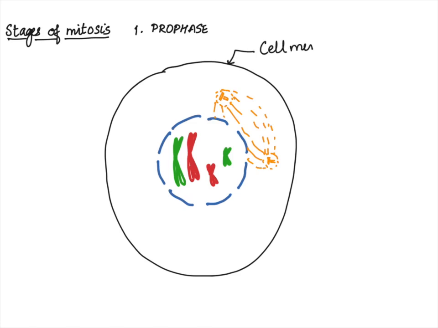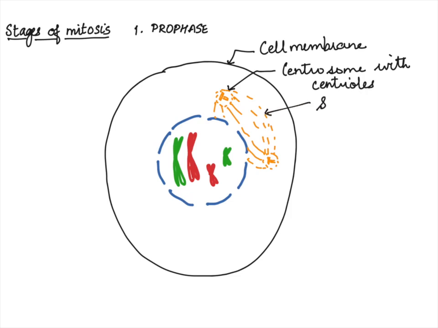Now, prophase has certain identifying features. The first one here that we can see is the movement of the centrosome. The centrosome has already split during interphase stage, and during prophase they start moving towards the poles. As they start moving towards the poles, they create the spindle fibers in between them.